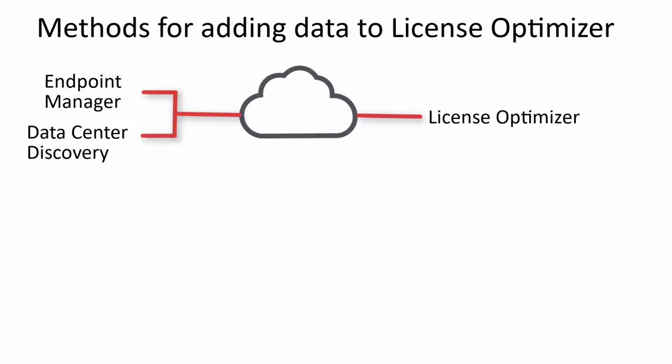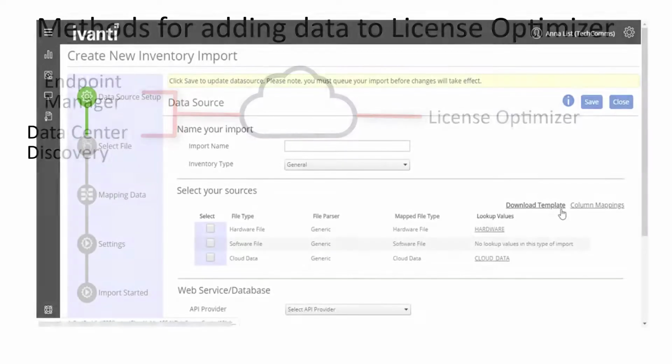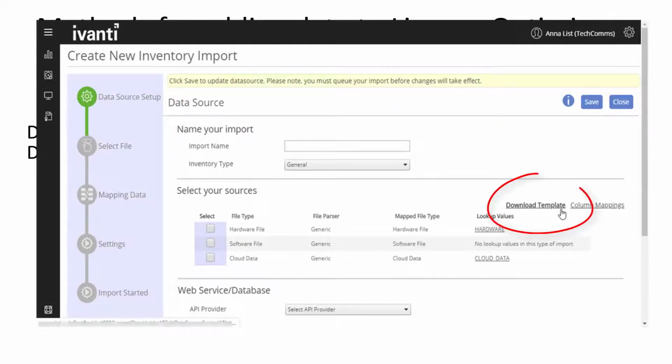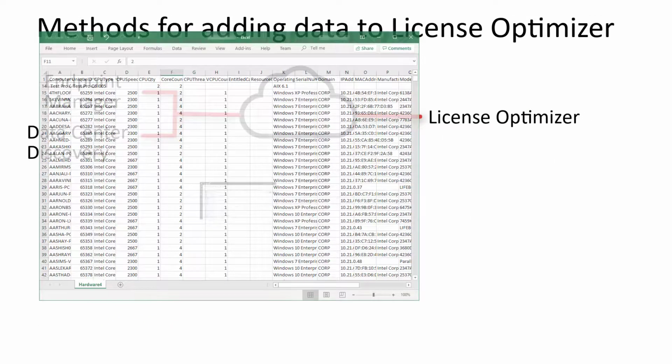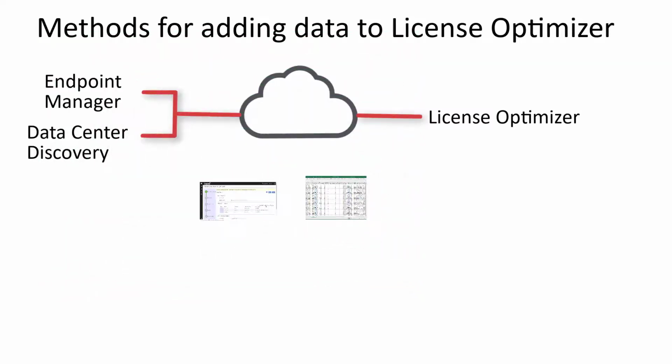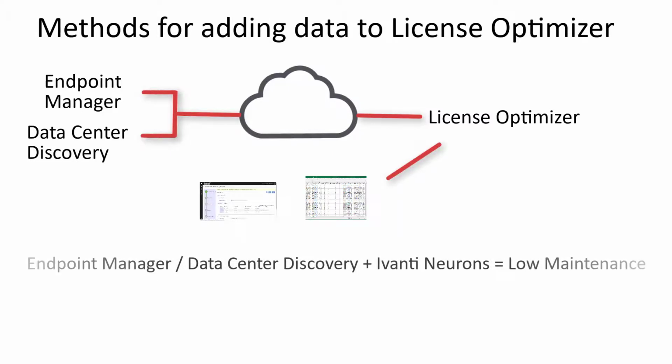Sometimes, however, there will be bits of your network where you either can't or aren't allowed to use discovery tools. In these places, you need to manually audit each device using the template spreadsheets that you can download from License Optimizer. It may be that you will also need to use this temporarily for new domains or as a result of an acquisition, in which case you want to be implementing Endpoint Manager or Data Center Discovery as soon as possible and using those tools to audit your estate.